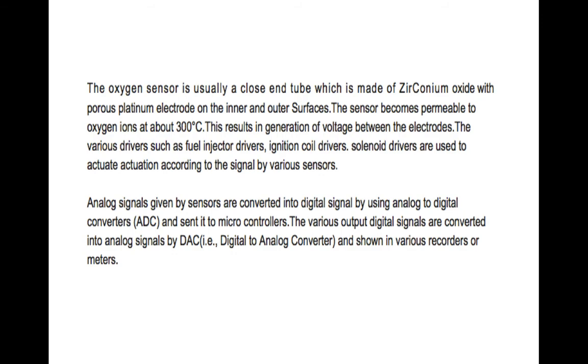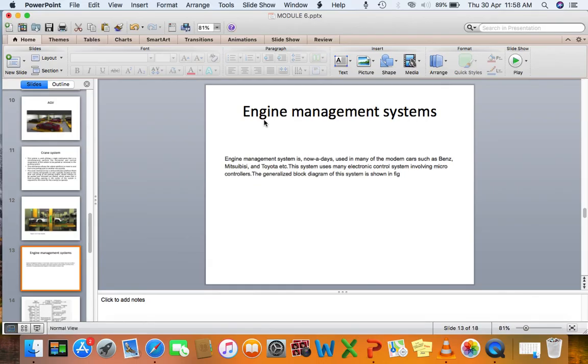A lot of automotive companies are working on this engine management system in order to exploit the maximum performance as well as efficiency of an engine. So next one is the analog signals given by the sensors are converted into digital signals by using ADC converters and sent to the microcontroller. The various output signals are converted into analog signals by a digital to analog converter, as shown in the recorders or meters. So this is all about the engine management system.